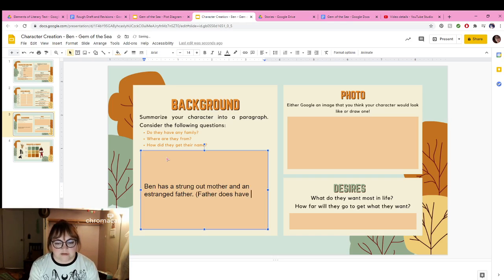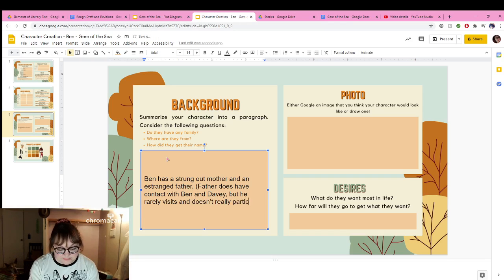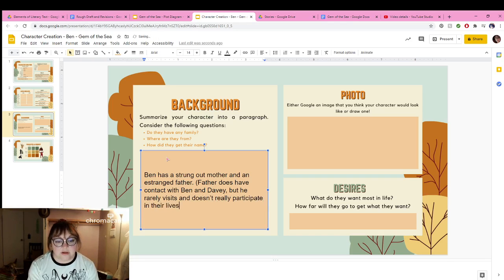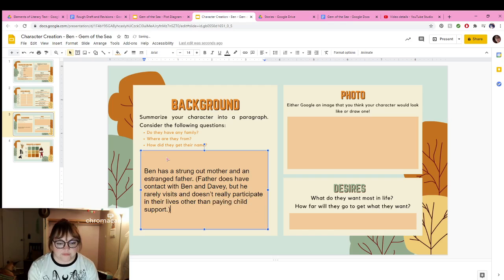father does have contact with Ben and Davy, but he rarely visits and doesn't really participate in their lives other than paying child support. He does pay child support. He does do that, but he just doesn't really interact with them. Okay.